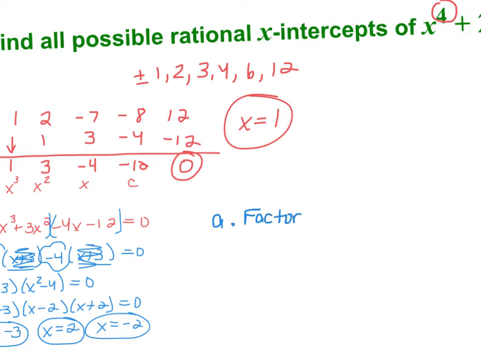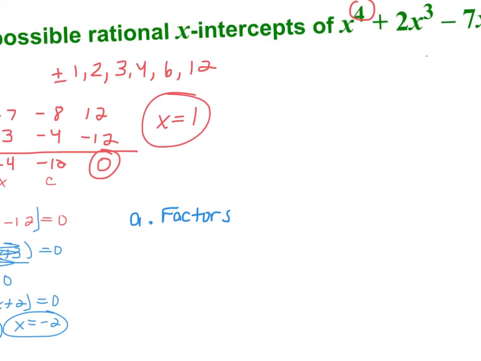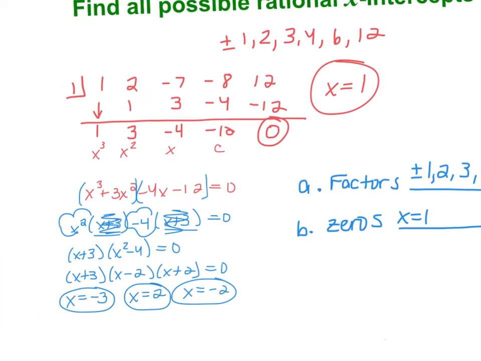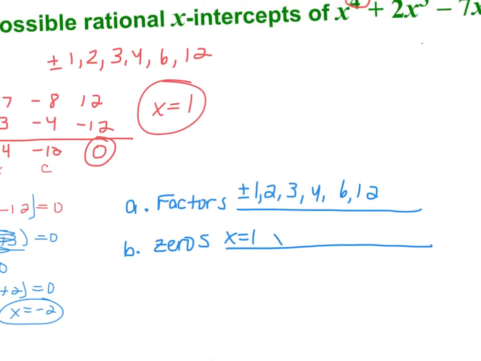So factors would be, what did we use? You guys tell me: plus or minus 1, 2, 3, 4, 6, and 12. The second, B, is going to say, what are the zeros? They're the real zeros, so it doesn't matter what order. I'd write x equals 1. And then I just write them all: negative 3, positive 2, negative 2. So x equals negative 3, x equals 2, x equals negative 2.